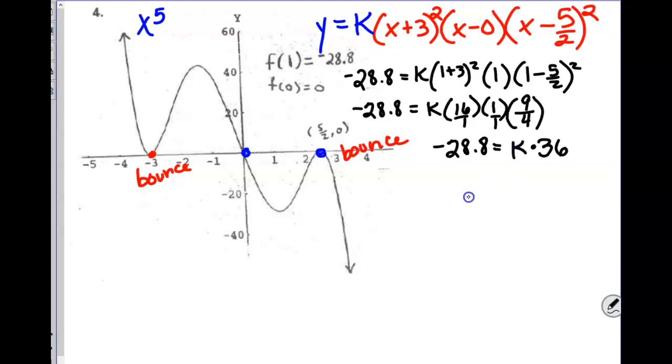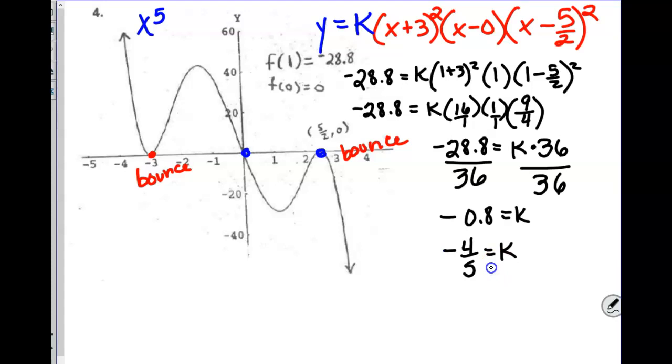Did someone do it on the calculator and get 36? Anybody not getting 36? Need me to check what you're doing? Okay, last step. We need to divide, yes. So we need to divide both sides by 36. Is it negative 0.8 or 4/5? Do I remember right? Did anybody divide it? It's negative 0.8, or you could call it negative 4/5. So our answer is negative 4/5.